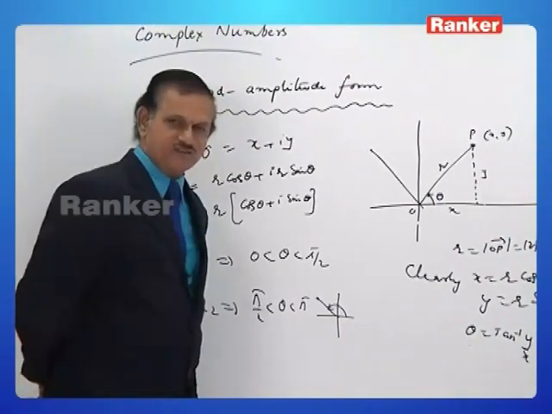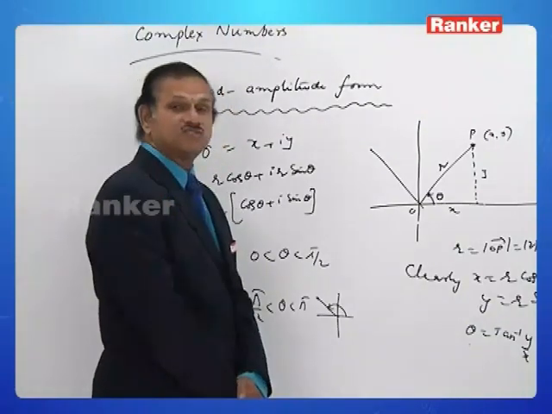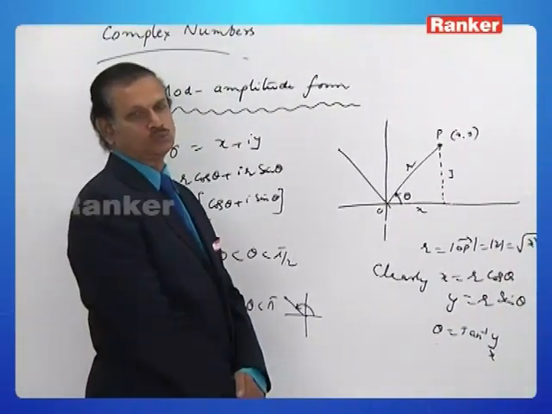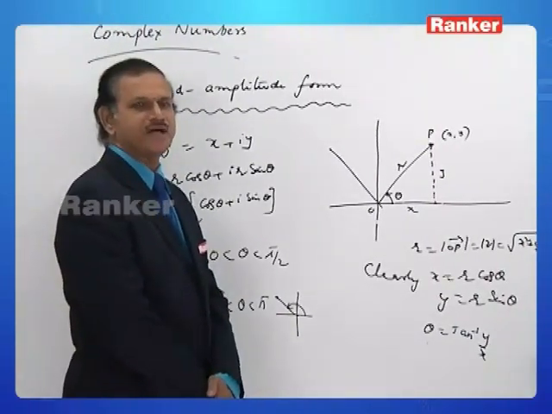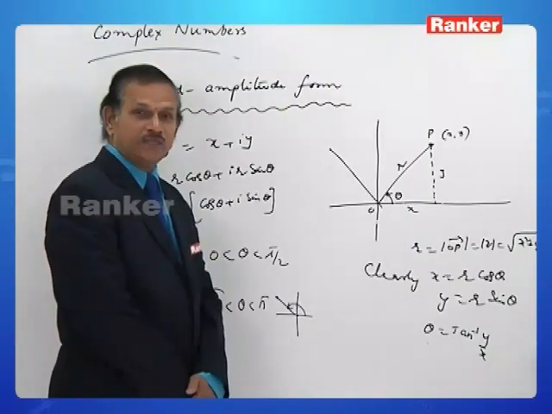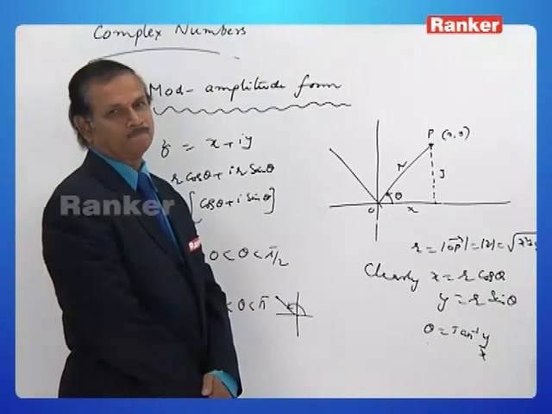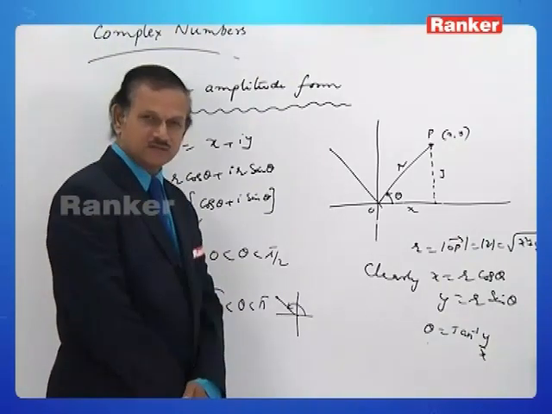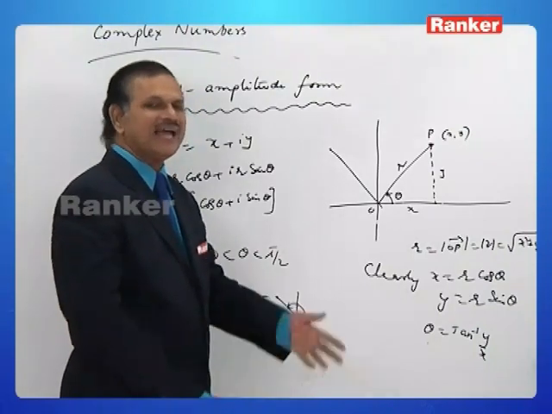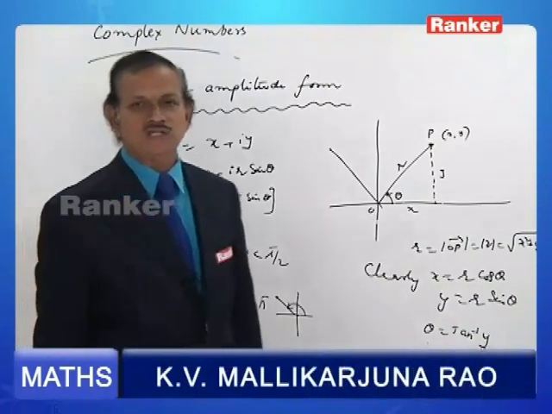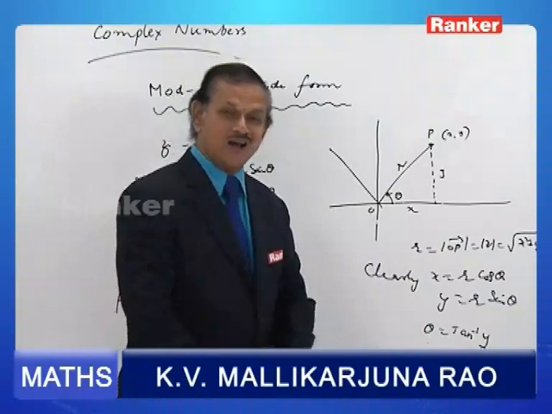Here is the right occasion to know one more word, that is the standard amplitude. What is meant by standard amplitude? The numerically smallest value of theta, that is tan inverse y by x, according to the quadrant in which point P lies, is nothing but called the standard amplitude, or simply amplitude, or argument of z.